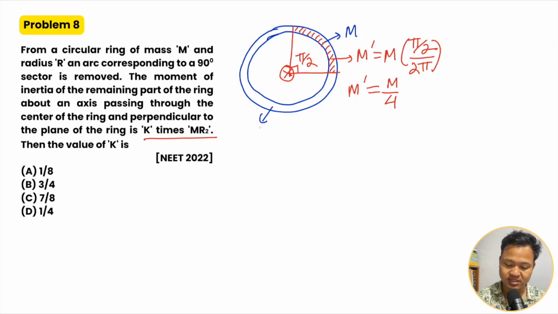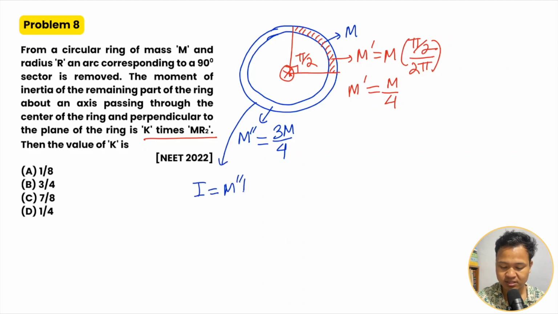The removed part mass is m by 4, so the remaining is m minus m by 4, that is 3m by 4. Same thing, for mass m the moment of inertia is mr square. So therefore the moment of inertia of the remaining will be m dash r square. So m dash should become 3m by 4 into r squared. So that means 3 by 4 times of mr squared. The answer is 3 by 4.